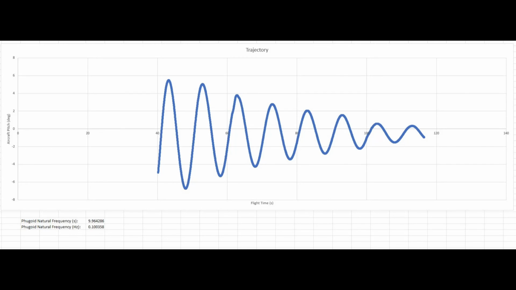From exporting trim profile data, the plot of phugoid natural frequency is produced, showing that aircraft pitch oscillates as it attempts to return to a point of equilibrium. The calculated phugoid natural period averages to 9.9 seconds or 0.1 Hz.